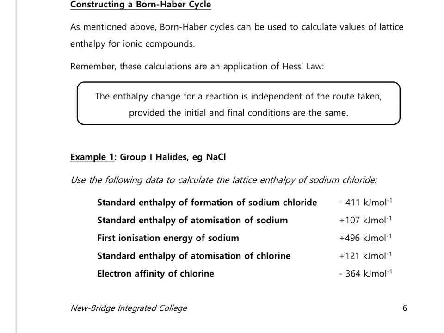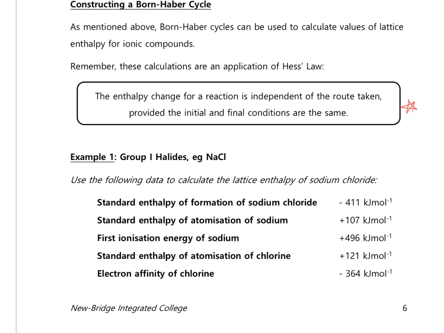And remember Hess's law, it's stated here that the enthalpy change for a reaction is independent of the route taken, provided the initial and final conditions are the same. In other words, it doesn't matter which way we go around the cycle, the enthalpy change will be equal as long as we start and end at the same point. So we're going to look at the example of sodium chloride using a Born-Haber cycle to calculate the lattice enthalpy of sodium chloride.